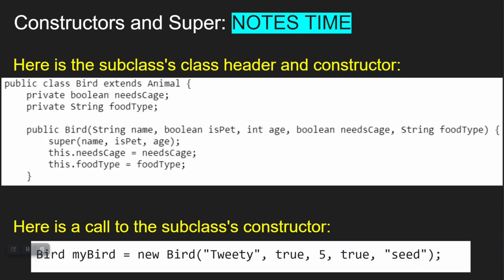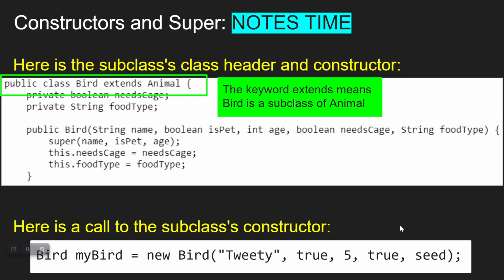Now let's go ahead and look at the subclass, the bird class's class header and constructor. So public class bird extends animal. Again, we have to add the word extends animal in order to create the subclass. And then you'll notice we have some instance variables as well as a fully parameterized constructor. And down here we've got the call to the subclass's constructor. Let's go ahead and break this down and see what's happening.